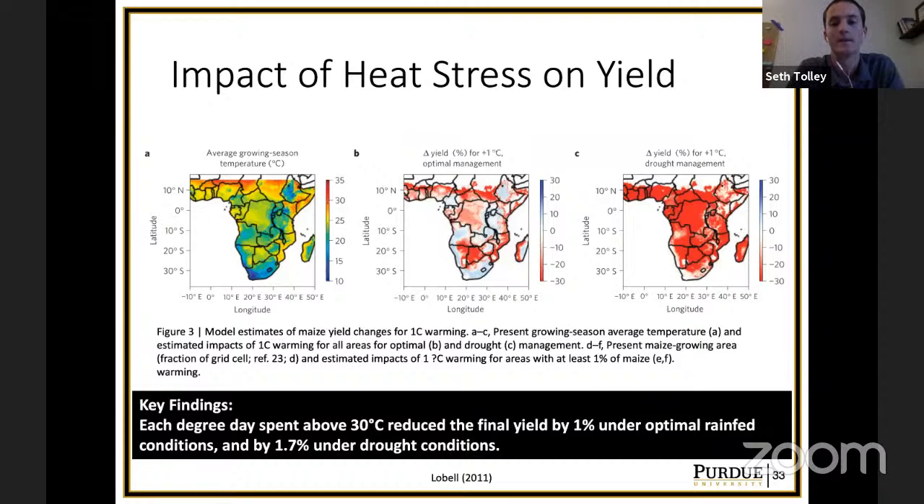Just to look at the impact that heat stress can have on yields, this was a study that looked at 20,000 yield plots across Africa. Their key finding was that for each degree day spent above 30 degrees Celsius, you're reducing yields by about 1% under optimal rain-fed conditions, and by 1.7% under drought conditions. So if we look instead at how much more extreme the temperatures are in this region, there's definitely a reason for concern.